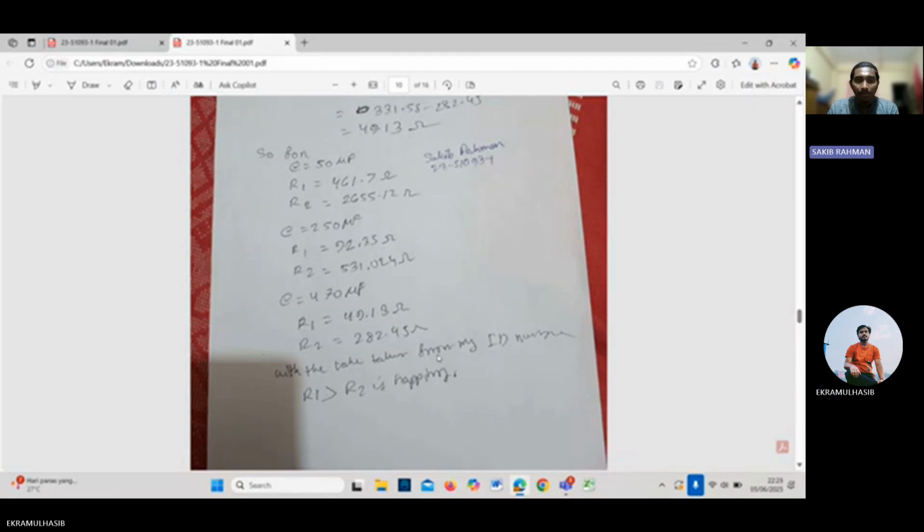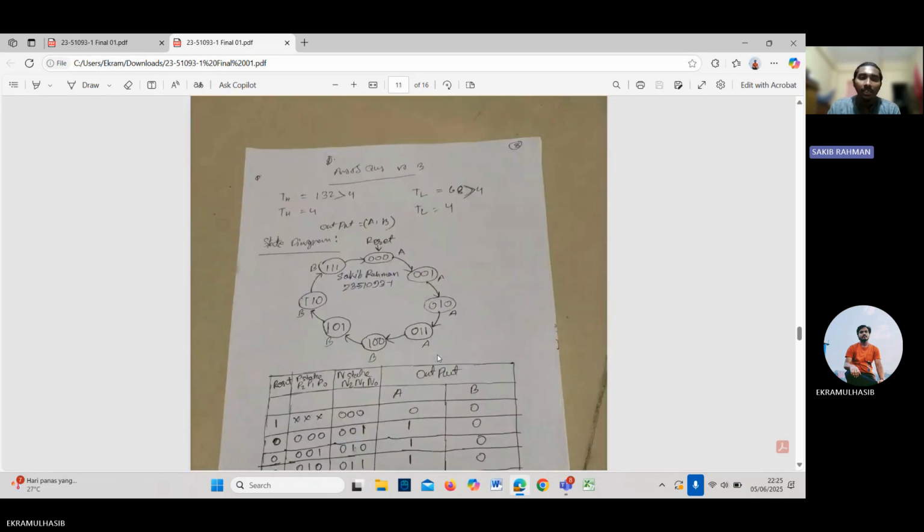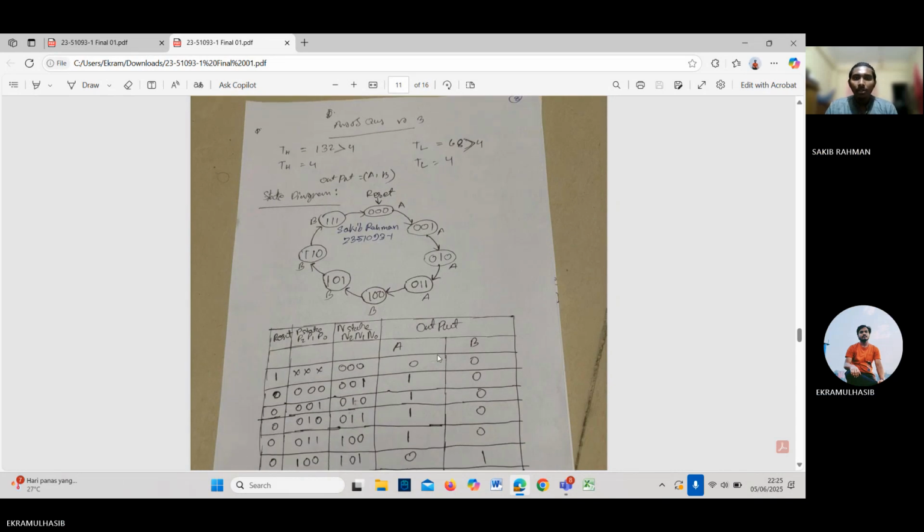For the capacitors 250 and 470, we got this result, which is not accurate, I think, because of the duty cycle and the TH I got from there. R1 is getting bigger than R2, which was not supposed to happen because of the ID number. In question and answer number three, I have TH equal to 132 and TL equal to 68, which are bigger than 4.